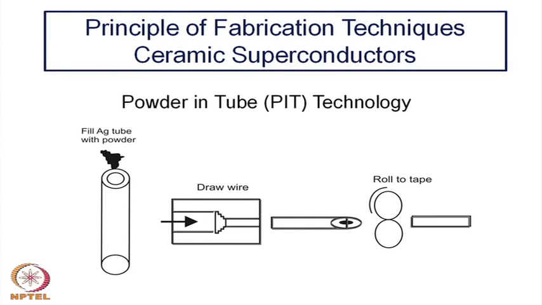Next, we would like to see how the superconductors are fabricated. Normally, since it is basically a current carrying device, one would like to have the superconductor materials in the form of wires. In the case of metallic or intermetallic materials, the so called low temperature superconductors, all metallurgical processes are used, whether it is melting, casting, followed by rolling or wire drawing, and so on and so forth.